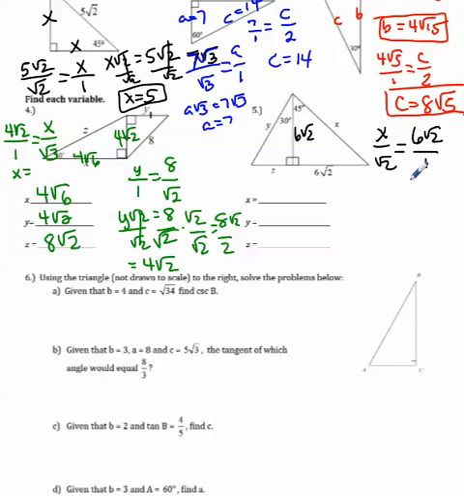So I get 1x, and 6 root 2 times root 2, which is 6 root 4, and the square root of 4 is 2, so 6 times 2, so I get x equals 12.